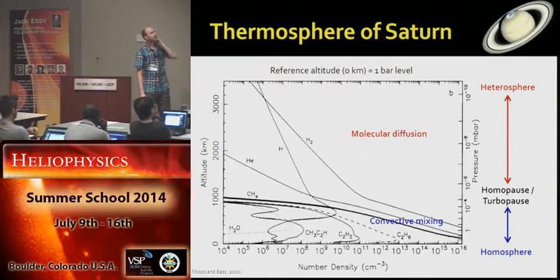And so at the outer planets, this is more of a distinction than, say, at Earth, because the difference in masses between the main constituents is much larger. And so that divides the atmosphere into a homosphere below the homopause and a heterosphere above the homopause.